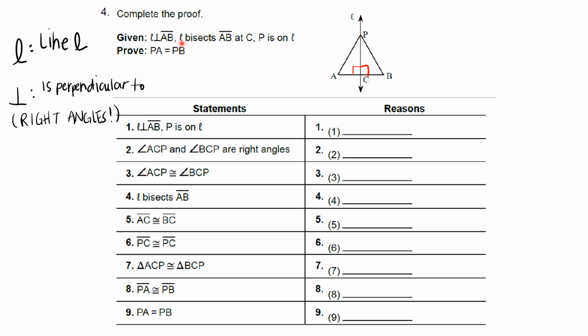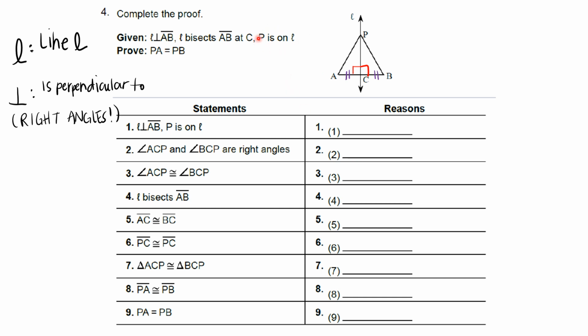All right, so the next part says line L bisects AB at C. Line L bisects the line segment AB at the point C. That's really useful. That tells us that this line L is splitting AB in half, right? So that tells us that this little chunk over here, AC, is the same length as BC. So those two pieces are congruent.